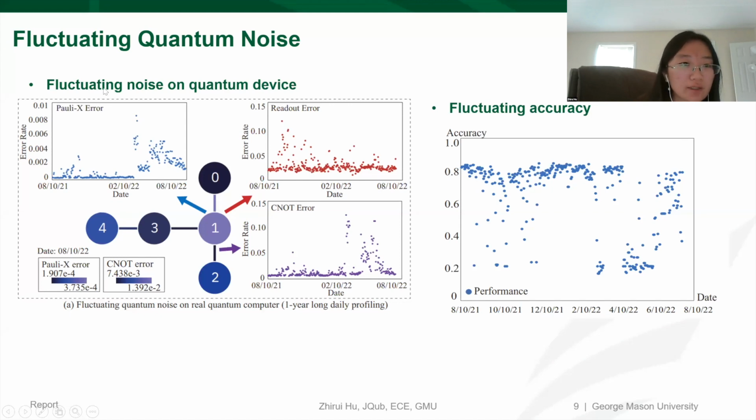It is fluctuating noise. From this figure, we recorded one year of noise. From this figure, we can say that the noise is changing every day. And the noise on different qubits or on different edges is also different.